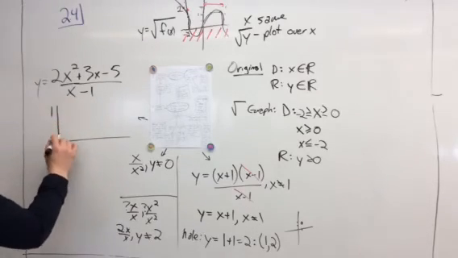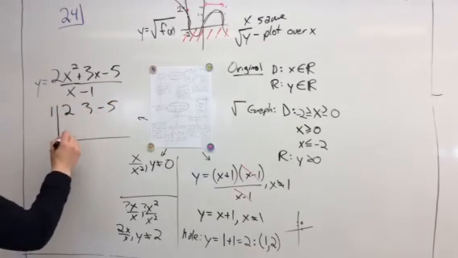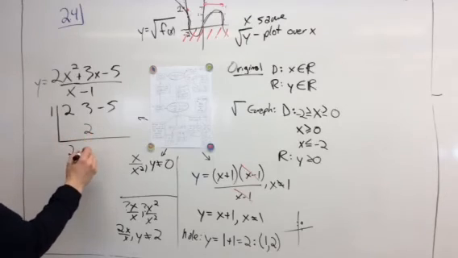So I'm just going to do synthetic division here. 2, 3, negative 5. Bring down the 2. 1 times 2 is 2. That adds to 5. 1 times 5 is 5.